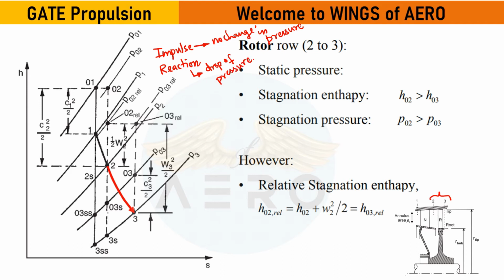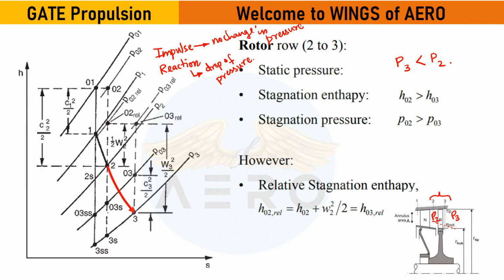So if there is again a pressure drop, then I can say P3 is less than P2, right? P2 is this point, P3 is this point. So when it is moving across the stages, across the rotor, P3 will be less because there will be a drop in pressure as compared with P2.